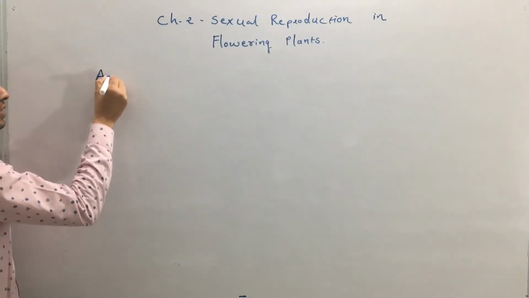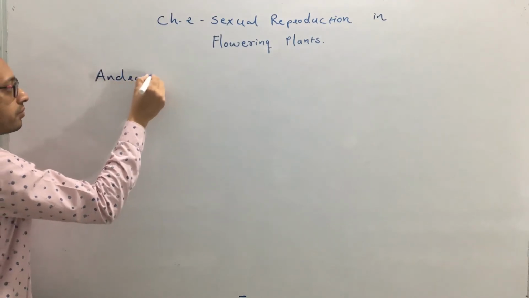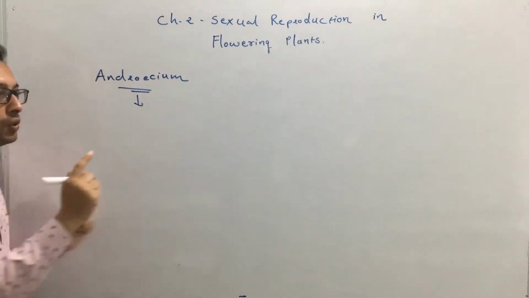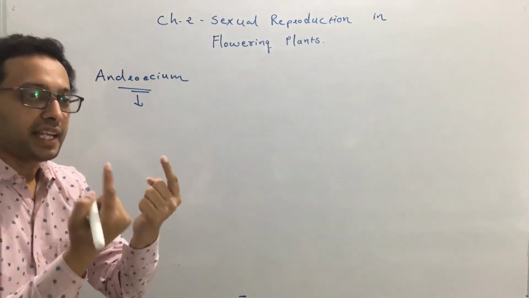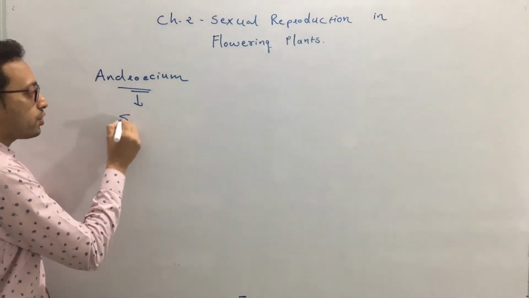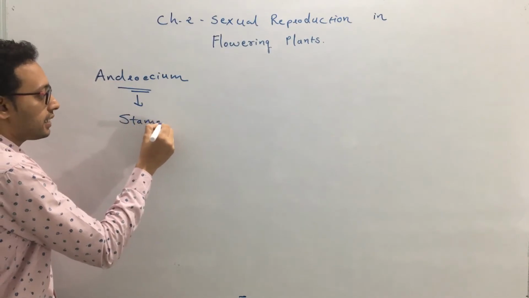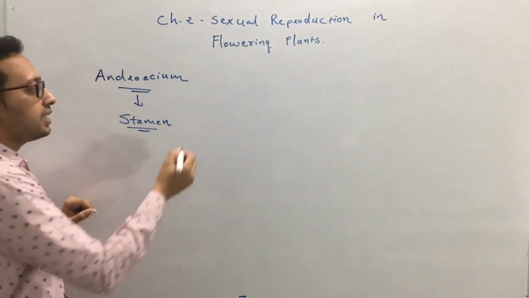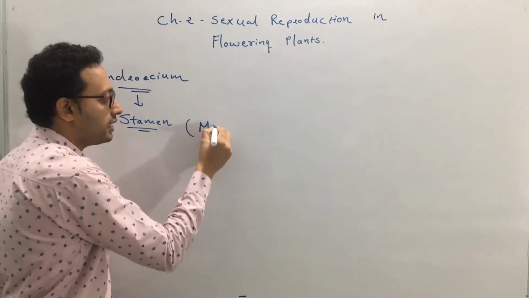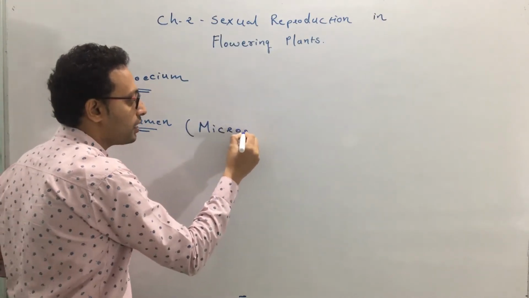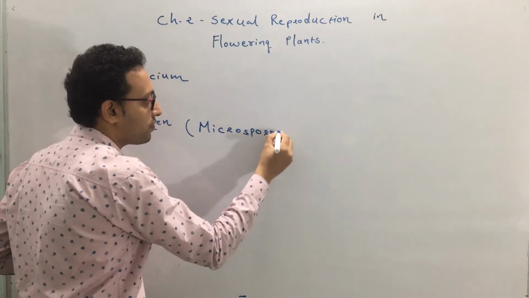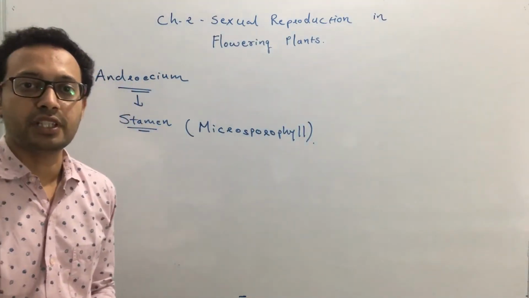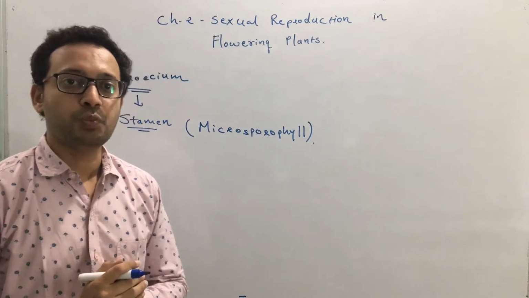So now students, you know which is the male reproductive whorl? The male reproductive whorl is androecium. And this is a whorl, a whole layer. And the individual unit of this androecium is what we call the stamen. Now what is another name of stamen? What we have seen in the last session, it is also called microsporophyll.